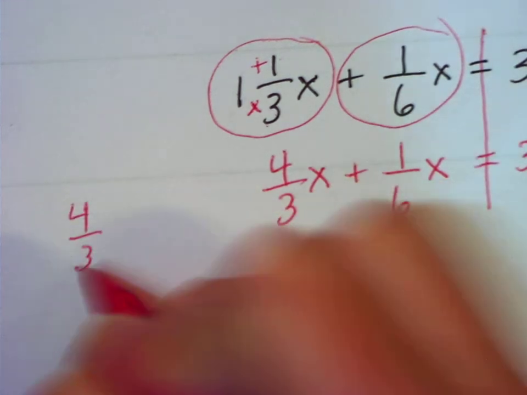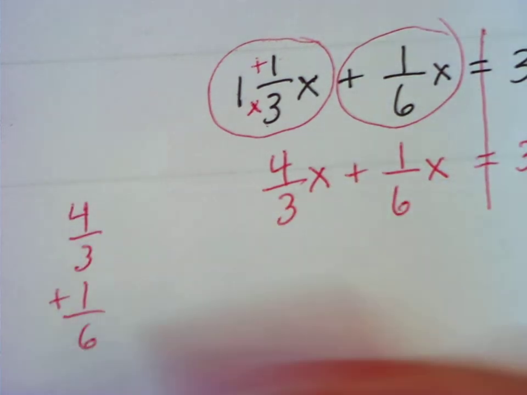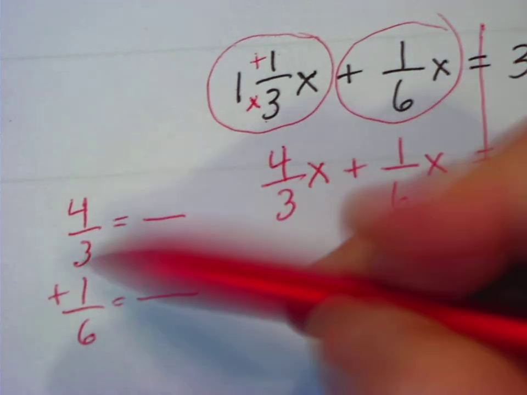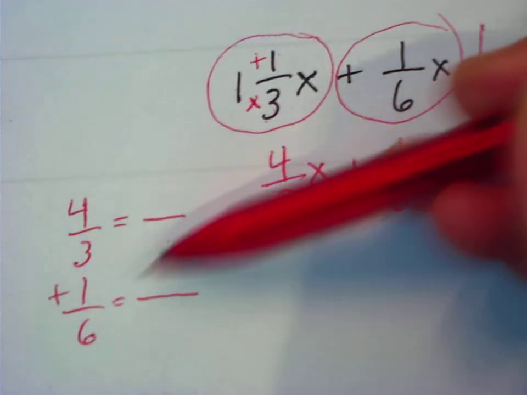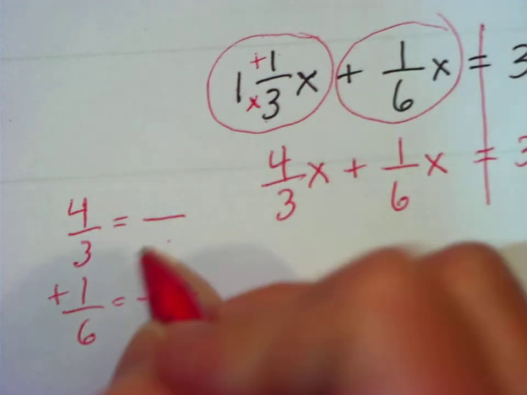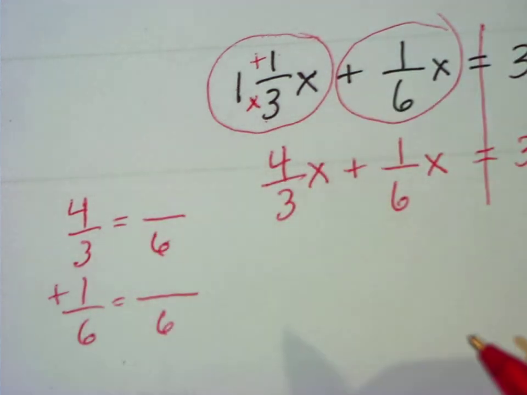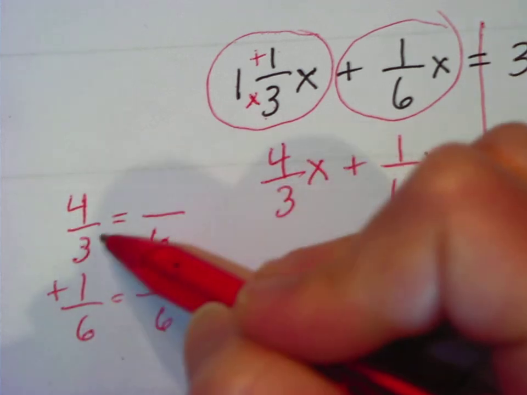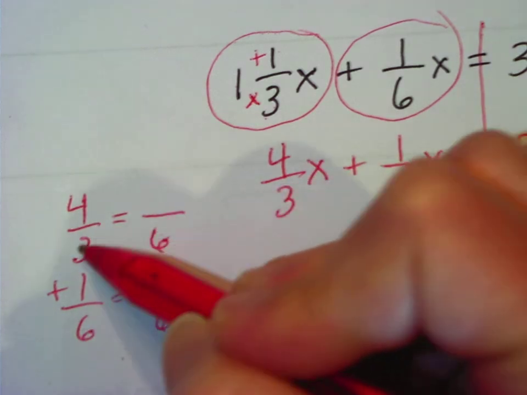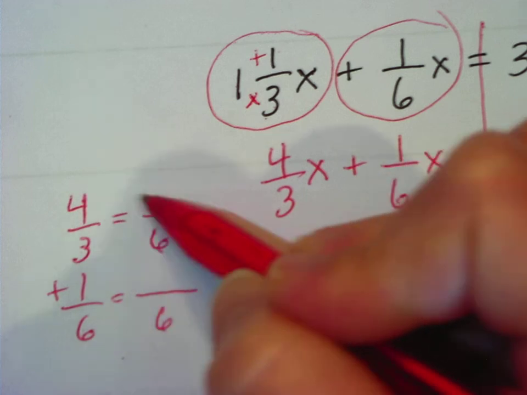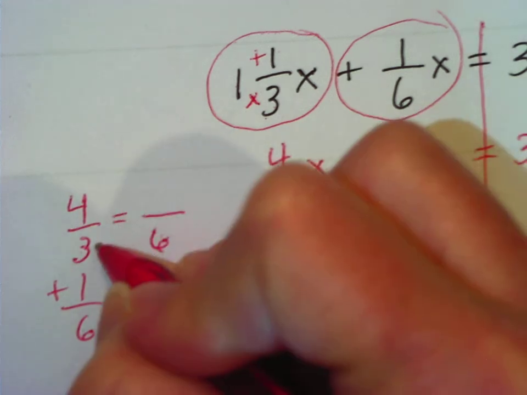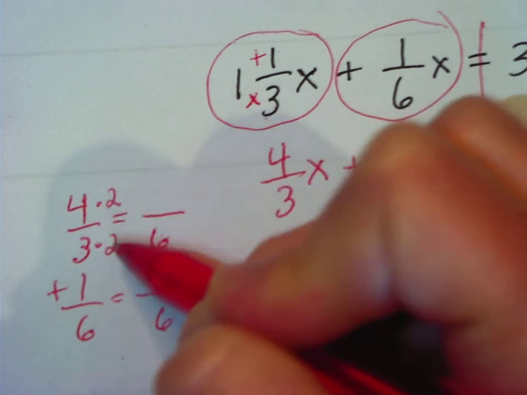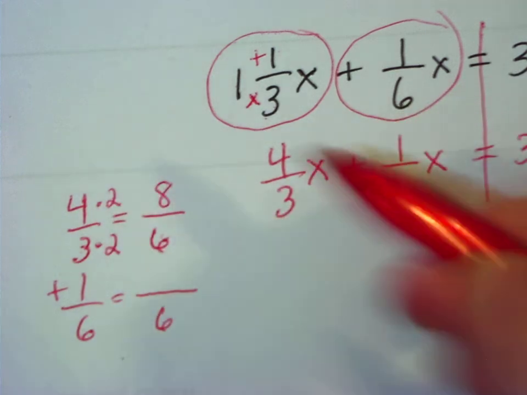So 4/3 plus 1/6. Okay, so I'm going to come up with a common denominator. The least common multiple, the smallest number that 3 and 6 can both divide into, is 6. So I'm going to change both bottom numbers to 6. Whatever I do here to get 6, I went from 3 to 6, I'm going to do the same thing to the top number. So 3 times 2 is 6, and 4 times 2 would be 8. That would be my new top number.